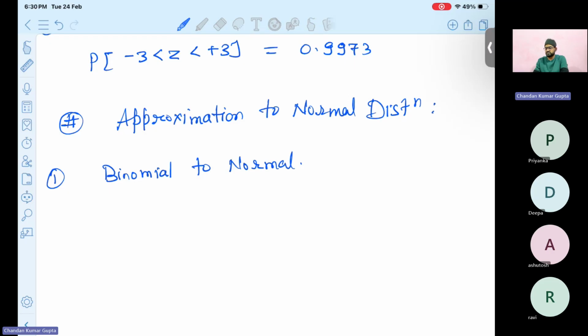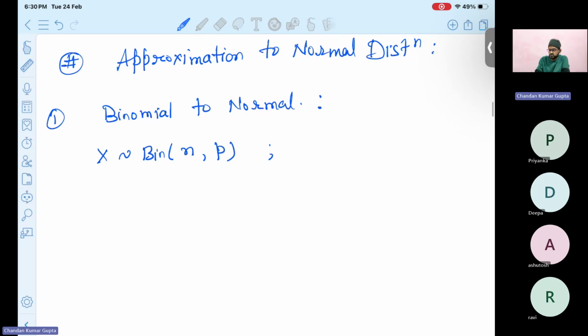Suppose X is a random variable which follows the binomial distribution with parameters n and p. As you know, since X is a binomial random variable, the expected value of X is np and the variance of X is np(1 minus p), which is also written as npq.